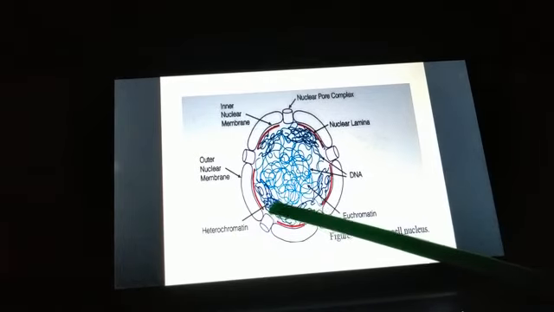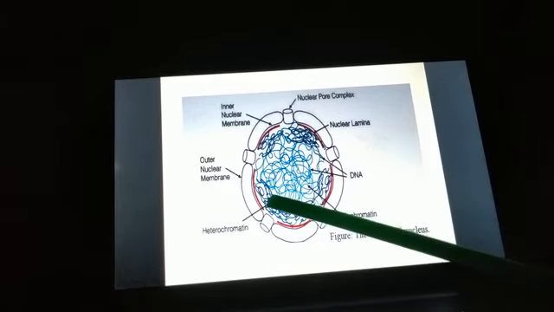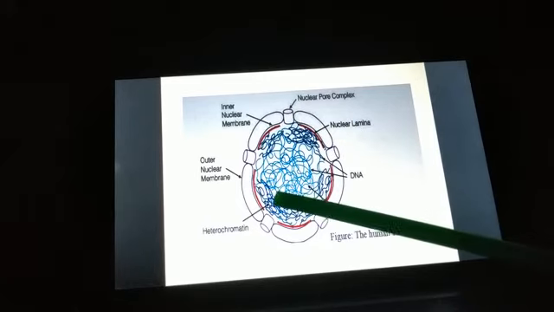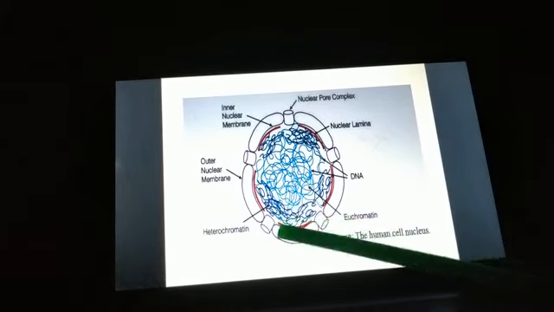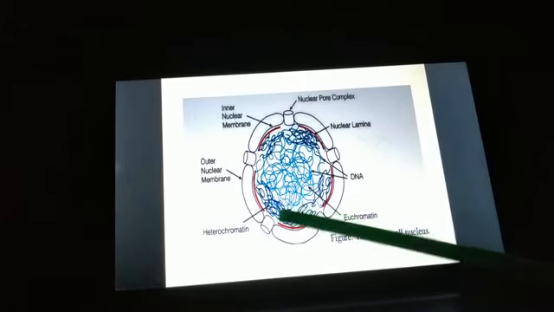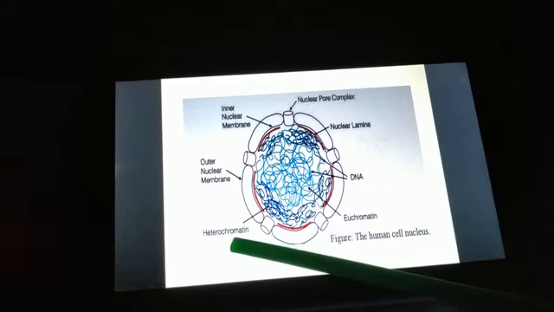This color is darkly stained. If we stain this nucleus, we will get a darkly stained region. So the heterochromatin is darkly stained, and this is because they are densely packed. They are densely coiled, they are densely packed. That's why the heterochromatin is darkly stained.